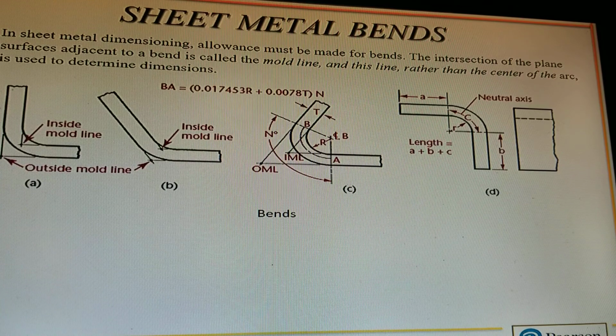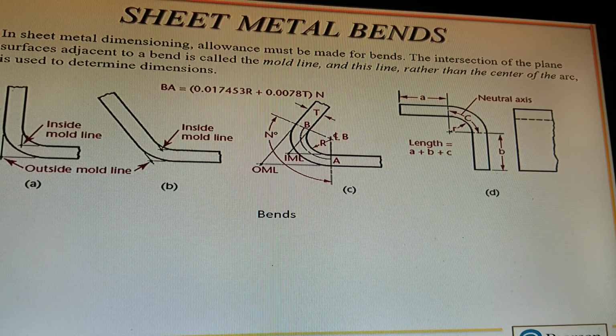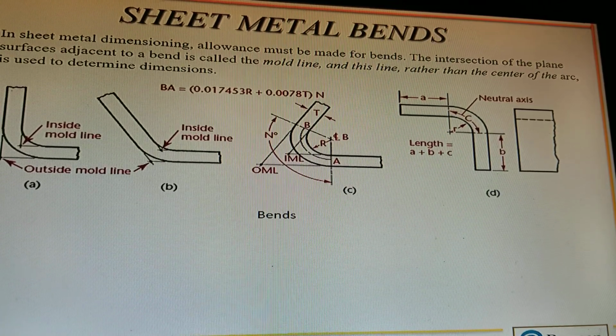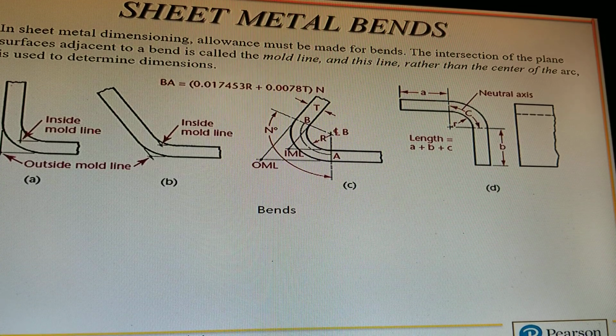Sheet metal bends. We've talked a little bit about sheet metal bends and sheet metal dimensioning. All allowances must be made for the bends. The intersection of the plane surfaces adjacent to a bend is called the mold line, and this line, rather than the center of the arc, is used to determine dimension. So you've got to allow for extra material, basically. And these are the calculations that you would do to get that extra material when you do a bend.